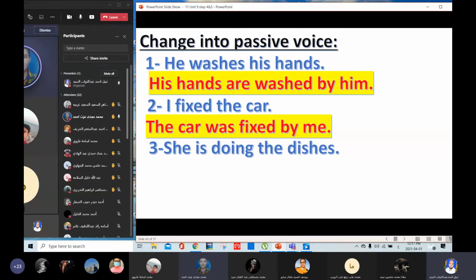The dishes are being done by her. Excellent, Muhammad. Thank you so much. Last one: I have read that book. Abdurrahman Mustafa. I have read that book. Change into passive.